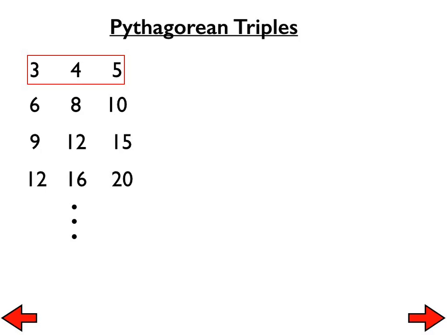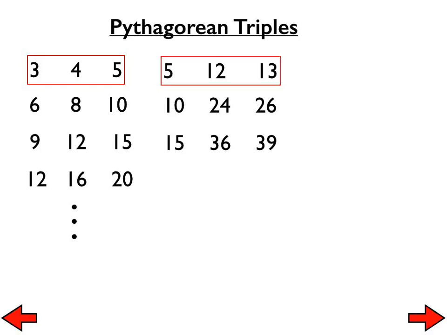The second most popular one is probably 5, 12, 13. Or multiples of those numbers. If I double each of them or triple each of them and so on. So all of these right here, those 10, 24, 26, 15, 36, 39, that's just based on a 5, 12, 13. Probably the third most popular Pythagorean triple is 7, 24, 25.